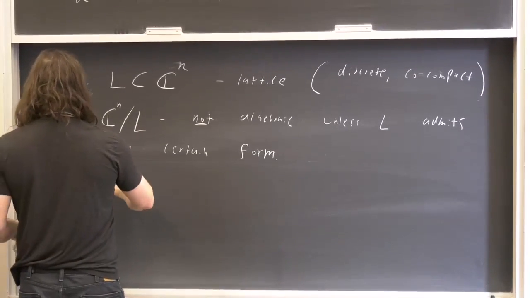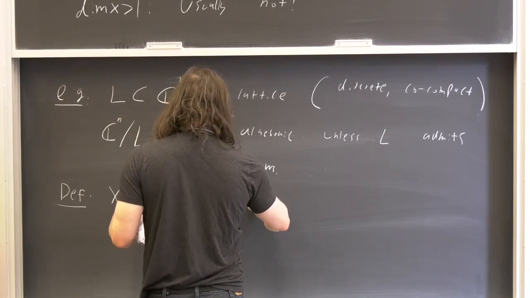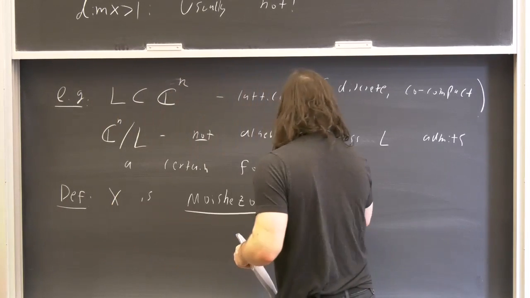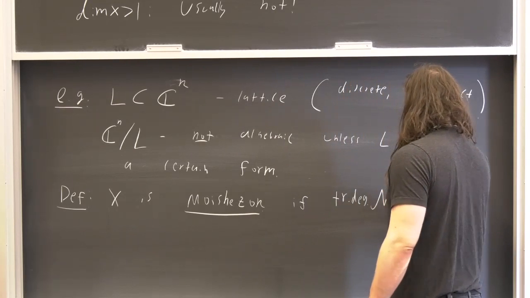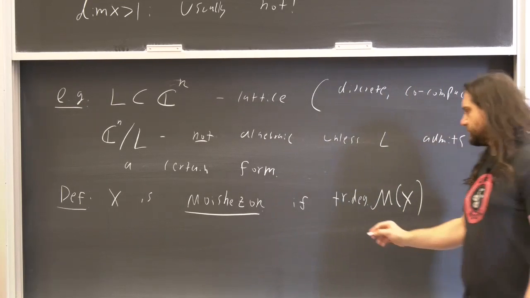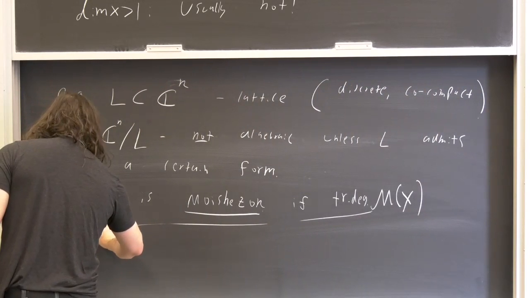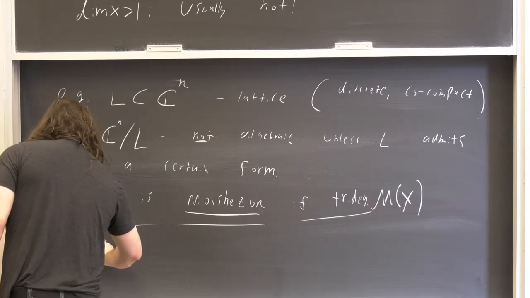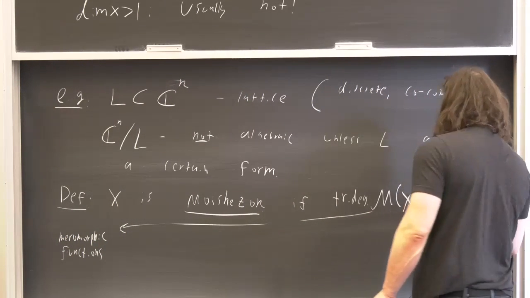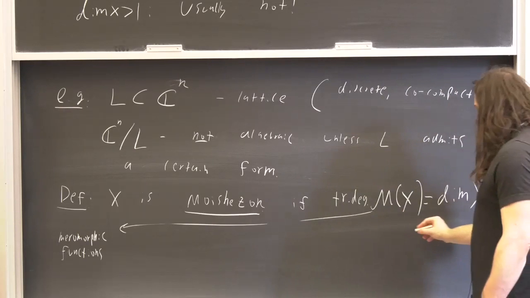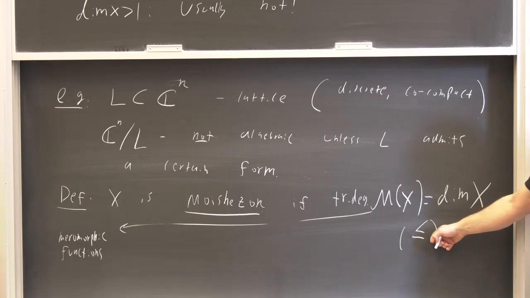So given an X, we say that X is Moishezon if the transcendence degree of M(X), where this is the field of meromorphic functions, is equal to the dimension of X. Now note that if we replace this equal to by a less than or equal to, this is always true, though that's not obvious.